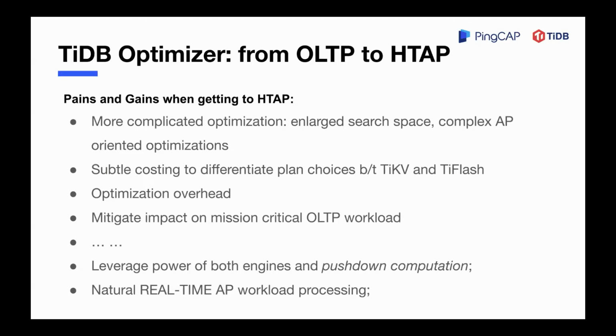Another thing is that since both AP and TP data are in one database, there's no delay in doing the OLAP workload analysis, because the data are all there together. The TP data just comes in, and at the same time we can do the analytical processing. So by nature it's real-time AP workload processing. So that's why I say no pain, no gain. But by overcoming all those challenges, we can get the power of this HTAP system.